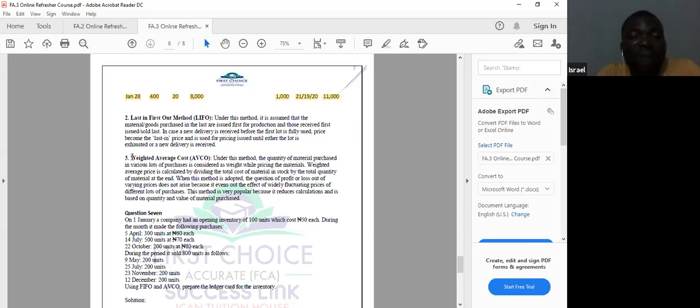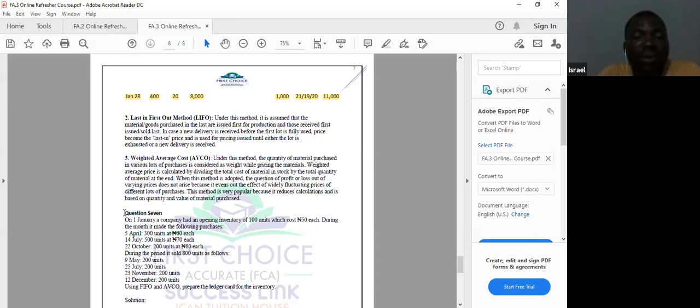Then after that, we have weighted average. Now, weighted average is actually what? Under this method, the quantity of material purchased in various lots of purchase is considered as weight while pricing the material. Every quantity that we have purchased, every value that we have received at a particular point in time, add everything together, divide it by the total units that we have purchased. That will give us the price per unit. It means that every time you'll be having just a single price to use to value your outflow and also your balance.